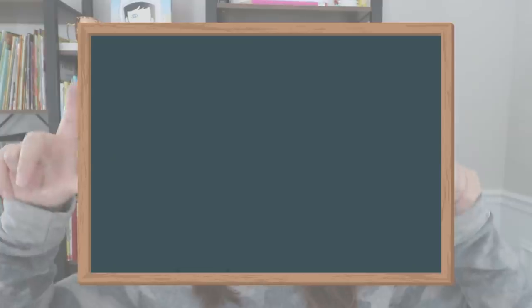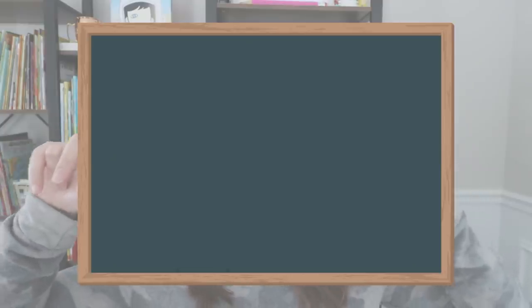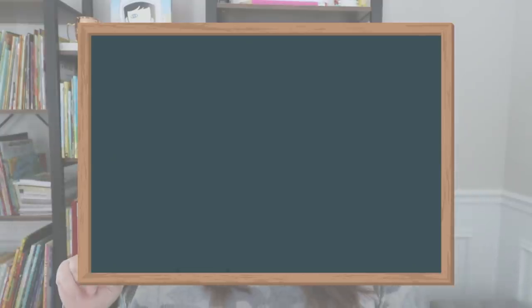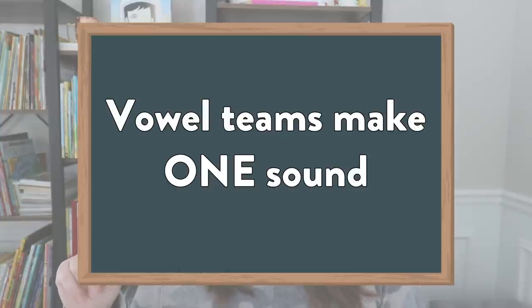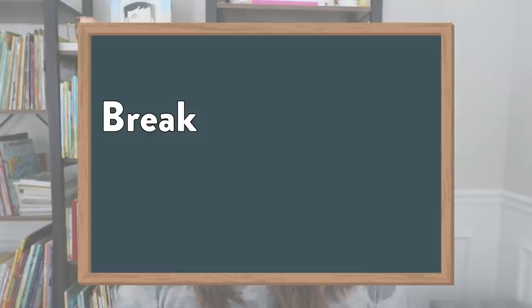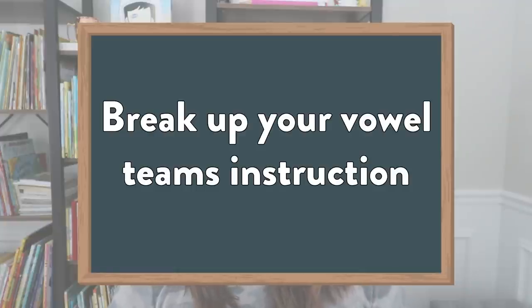Okay, so that was a lot for step number one, which is to explicitly teach it. So let me just give you a quick chalkboard here with the main points for explicitly teaching vowel teams. Number one is the fact that you want students to learn the vowel teams work together to make one sound. Number two, it's important to remember that vowel teams take a long time to learn, so you may want to break them up and separate them because they take a while to master.